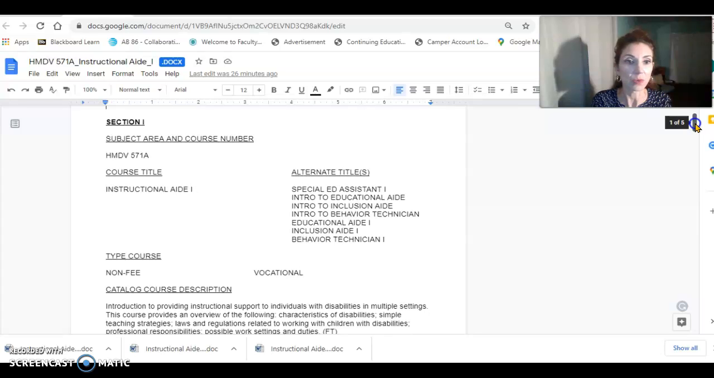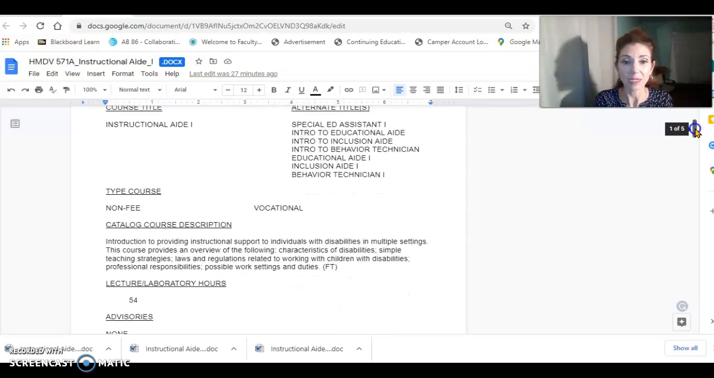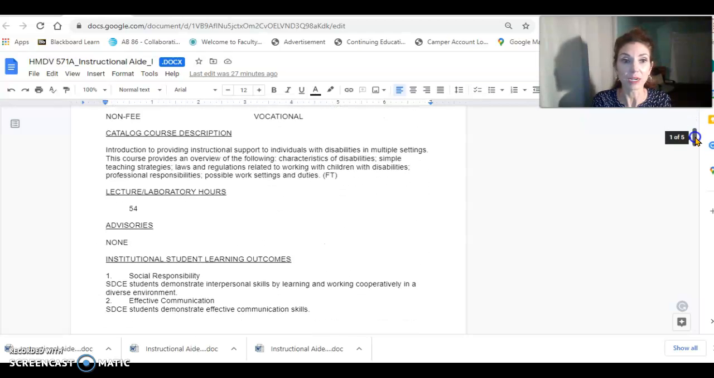These are the names of our program. Sometimes different school districts will call them behavioral technicians or behavior technician, educational aid, instructional aid. So we have two courses, Instructional Aid 1 and Instructional Aid 2, basic overviews for somebody to have some foundation in special needs before moving into their position with the school district.